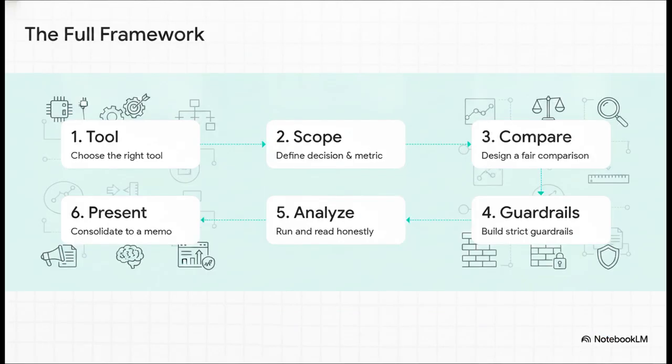Let's do a quick recap. By sticking to these 7 pragmatic steps, choosing the right tool, defining the decision, setting a metric, designing a fair comparison, building guardrails, analyzing honestly, and presenting clearly, you totally protect your brand. You cut right through the industry hype, and you uncover actual, tangible business value.